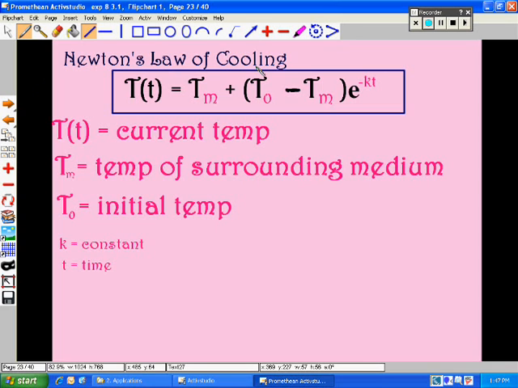So here's Newton's law of cooling. This formula is on your formula sheet. However, it doesn't tell you what each of these variables represents. So take a moment, maybe write these variables down on your formula sheet so you have a reminder of what each of these variables represent. Pause the video now so you can do that.